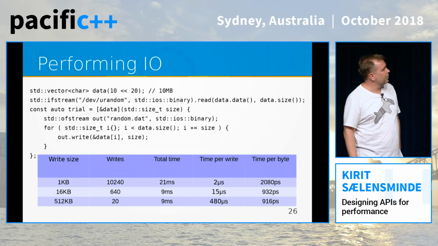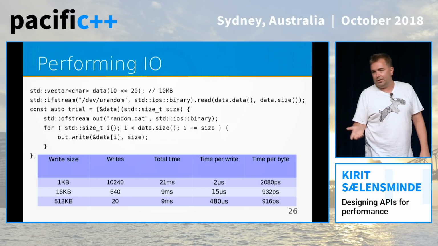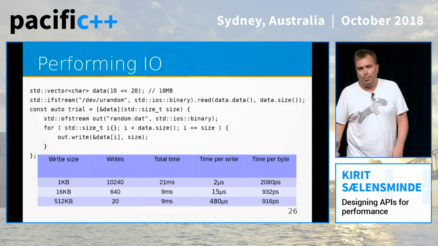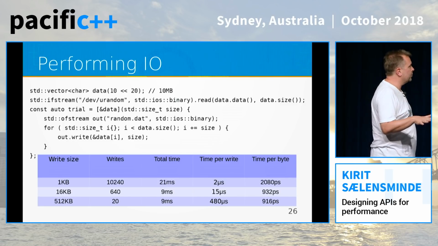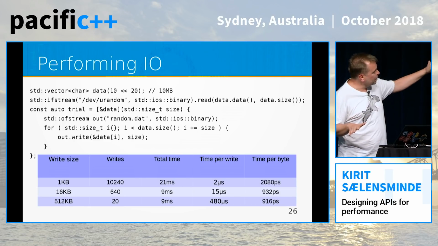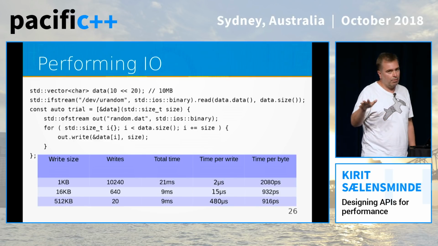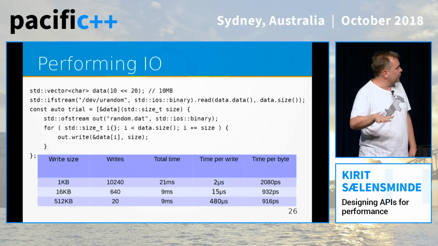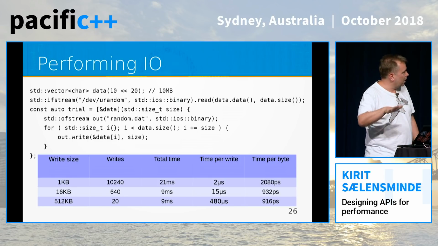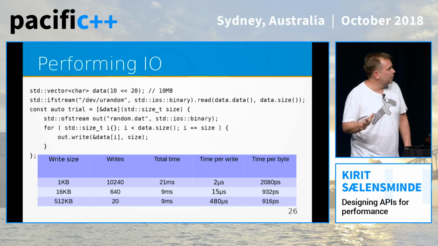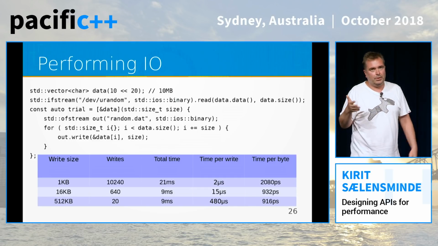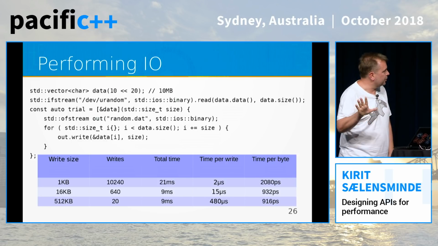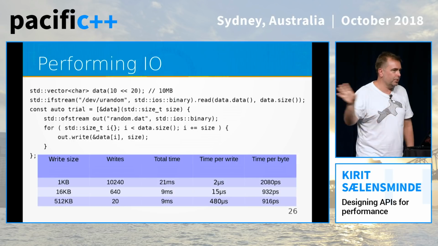But again, we have a trial here. We're going to write the total of the 10 megabytes out to a file, and we're going to do so in various different sizes. And again, we see the same pattern. It's not quite as strong. As the size increases, the time per write does increase, and the total time kind of doesn't change between 16 and 512. And this is because the actual writing to disk actually has to happen. With the memory allocation, it's much cheaper for the operating system to deal with that.